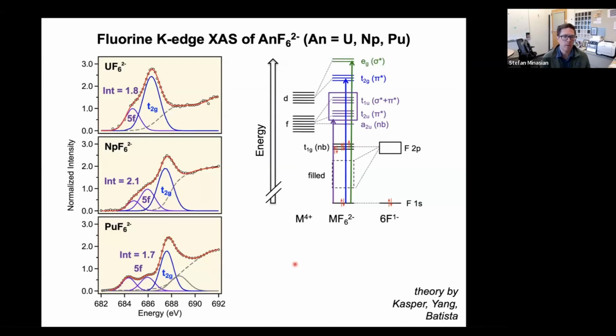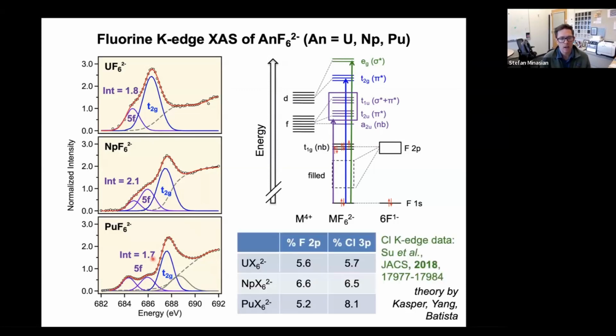But using an intensity standard that we've developed for the actinide hexachlorides, and then more recently for the hexafluorides, we can relate these intensities to experimental values for the orbital mixing coefficients. So I have those results tabulated here. The chlorine-K edge data, again, has been published previously. And then here are our new numbers for the fluorine-K edge.